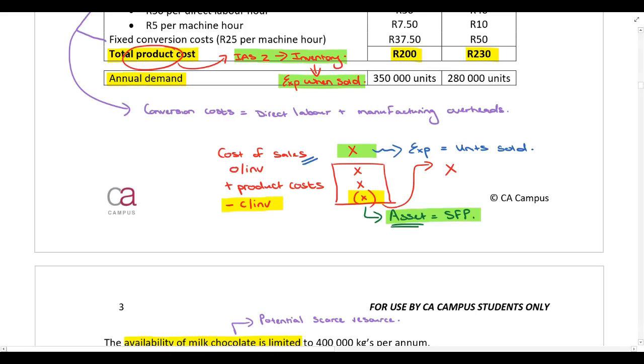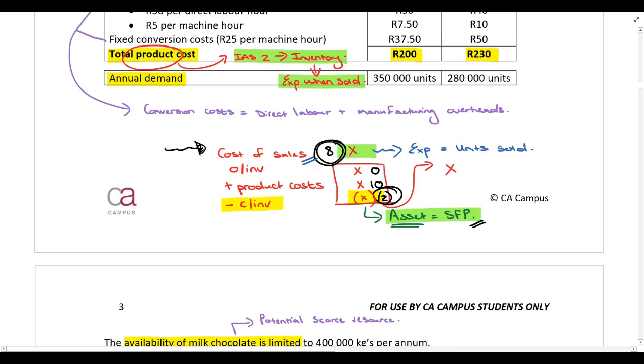So let's say, for example, they don't have any units in opening inventory. Let's say they produced 10 units, we're keeping it really basic, and there are 2 units sitting in closing inventory. We only expense the cost for 8 units. It's the cost of what we sell that gets expensed in the current period. So we expense the cost for 8 units. The cost for 2 units is still sitting as an asset on the statement of financial position. That cost will only be expensed when the inventory is actually sold in the future.